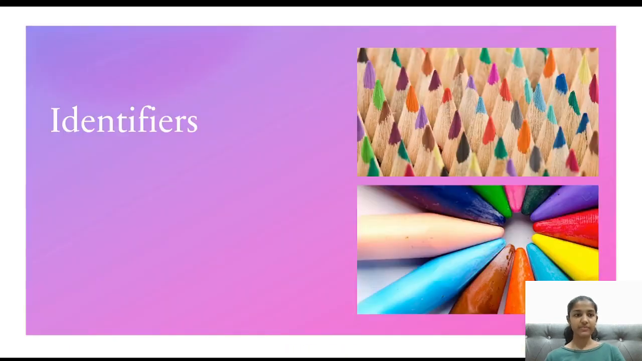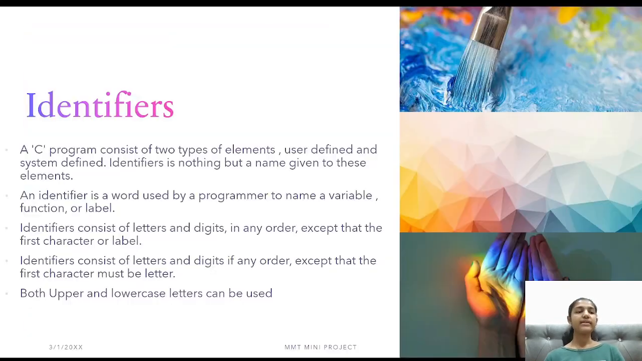Let's go to the next line. Identifiers. A C program consists of two types of elements, user-defined and system-defined. Identifiers are nothing but a name given to these elements. An identifier is a word used by a programmer to name a variable, function, or label. Identifiers consist of letters and digits in any order except that the first character must be a letter. Both uppercase and lowercase letters can be used.